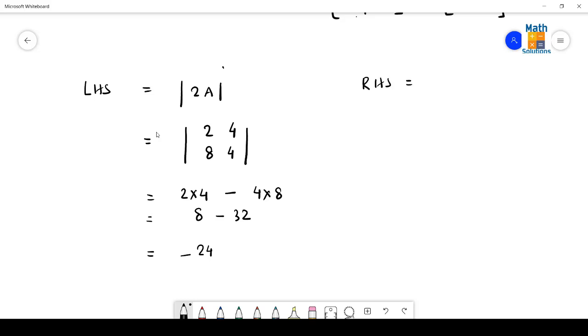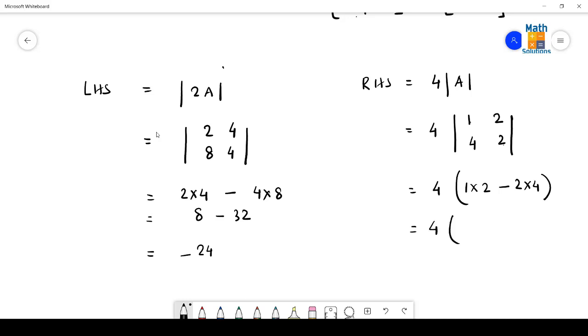Similarly, let us check the right hand side. On the right hand side, what do we have? 4 into determinant of A. So 4 into determinant of A, in place of A we shall have to write 1 2 4 2. This is already given in the question. So 4, we have here 1 into 2 minus 2 into 4. So the result will be like this: 2 minus 8. So 4 into minus 6, the result will come as minus 24. So from both the sides we get that LHS equals RHS, hence shown.